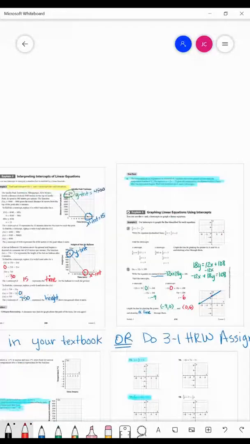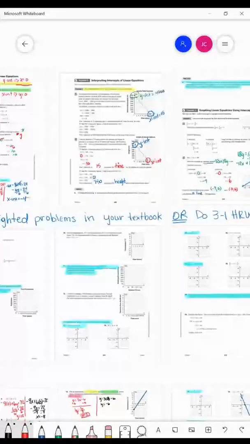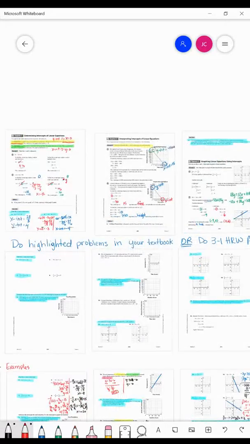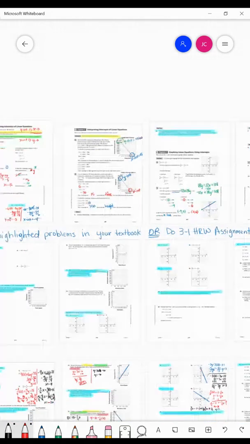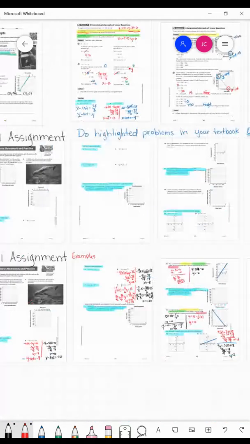So if you are going to do the paper version of the assignment, you would do the highlighted problems, which are 1, 3, 5, 7, 9, 11, 13, 16, 15, 17, 19, and 21. Or you can do the 3-1 HRW assignment.